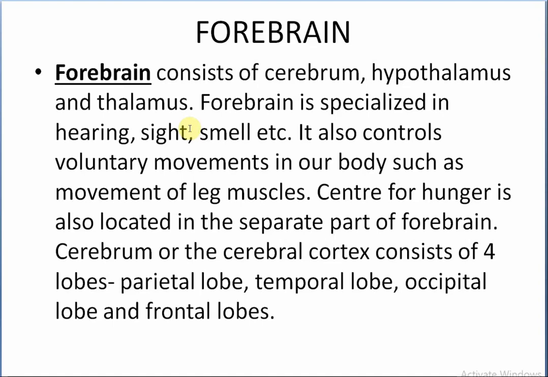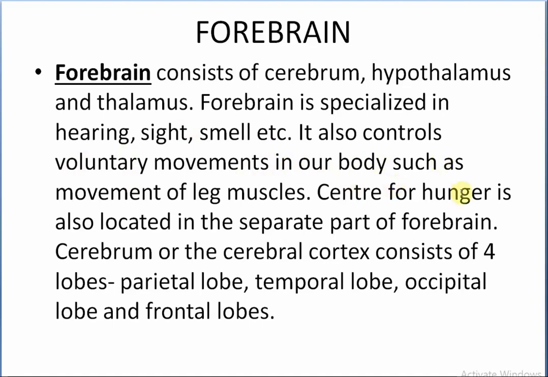Now, what is the meaning of voluntary movement? Voluntary movement means those movements which can be controlled by us. For example, moving our hand, moving our legs. When we want to, we can move our hand. When we don't want to, we will not move our hand. So this will come under voluntary movement. Those voluntary movements are also controlled by the forebrain.